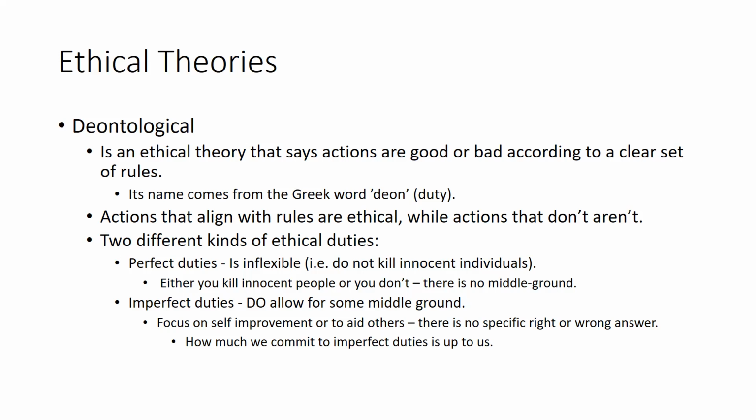Now, that's not been true throughout history, needless to say. If you look back at human history, there are a lot of times that the killing of innocents hasn't been considered wrong in a society. Okay, and it is either you kill an innocent person or you don't. There's no middle ground. It's either a yes or no. There's no possibility in there. There's no wavering. And then imperfect duties do allow for some middle ground from an ethical standpoint. And here we're talking about a focus on self-improvement or aid to others.